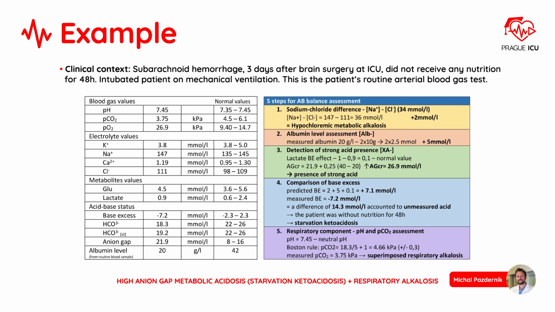Step number 5 evaluates the respiratory component. As we can see, our patient has, despite ketoacidosis, normal pH. When we apply the Boston rule for acidosis, 18.3 divided by 5 plus 1 give us predicted PCO2 level of 4.66 kilopascals, but the measured PCO2 is 3.75, which shows us the superimposed respiratory alkalosis. To conclude, this patient had high anion gap metabolic acidosis and respiratory alkalosis.